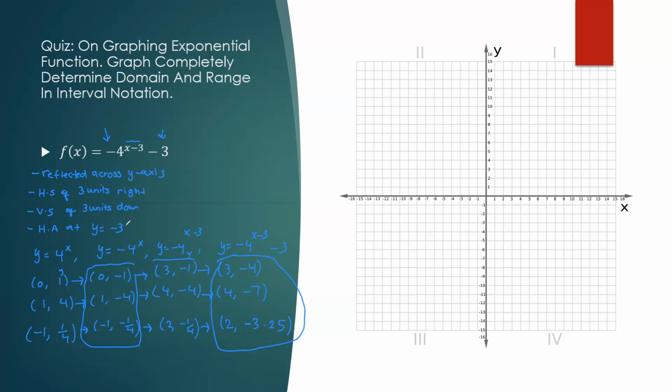What I could do is graph the horizontal asymptote. We said that our horizontal asymptote is the same as our vertical shift, so we have a horizontal asymptote at y equals -3. We could just draw a little dashed line at y equals -3.